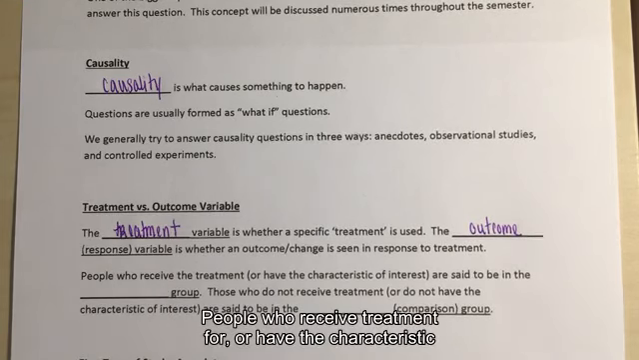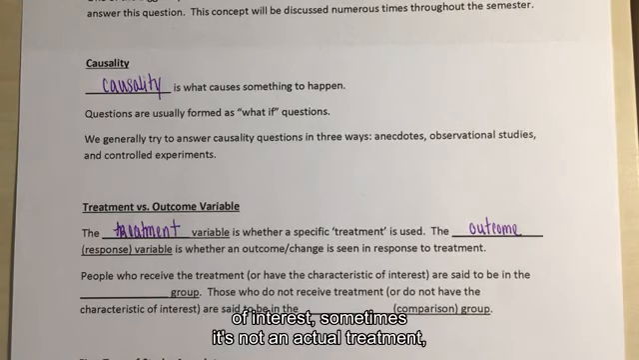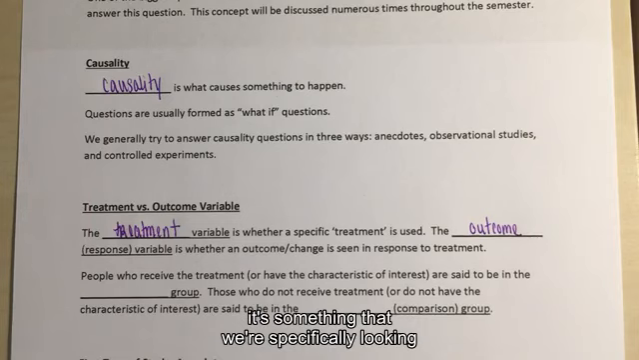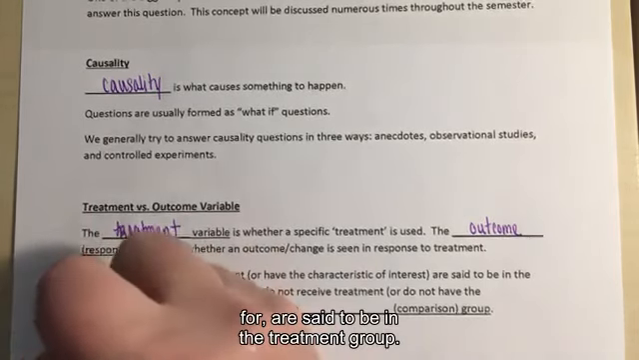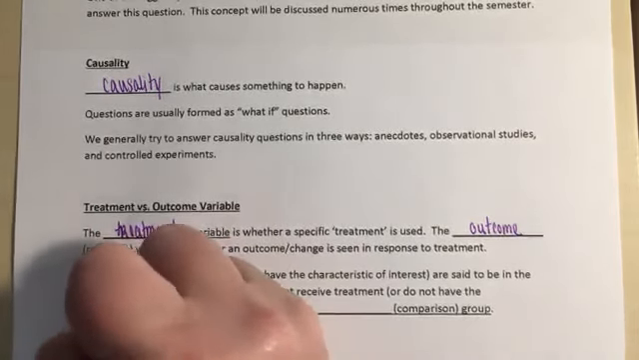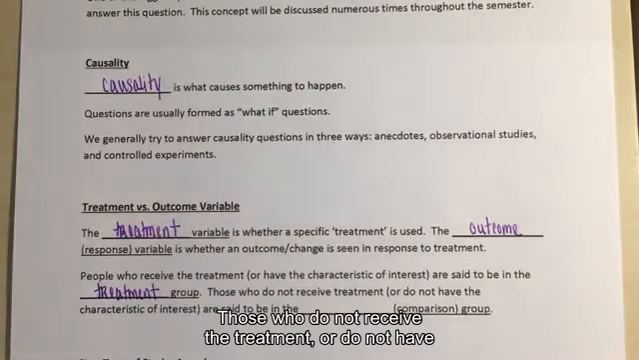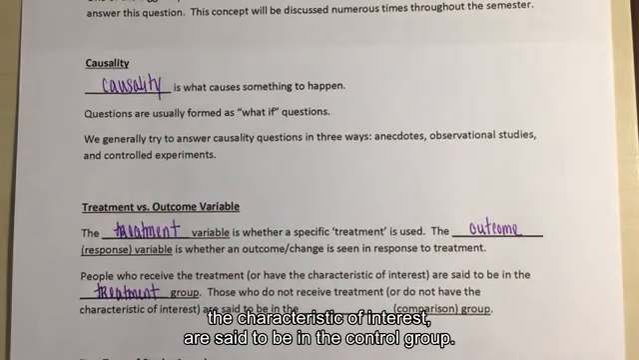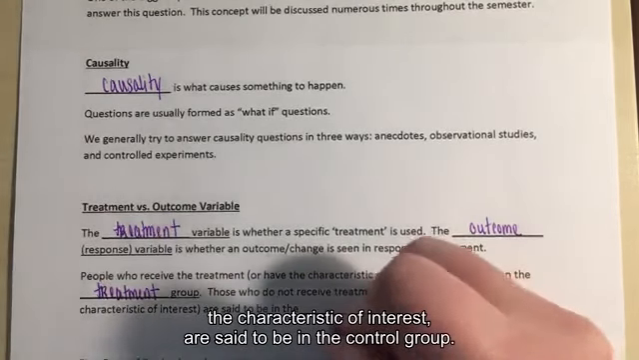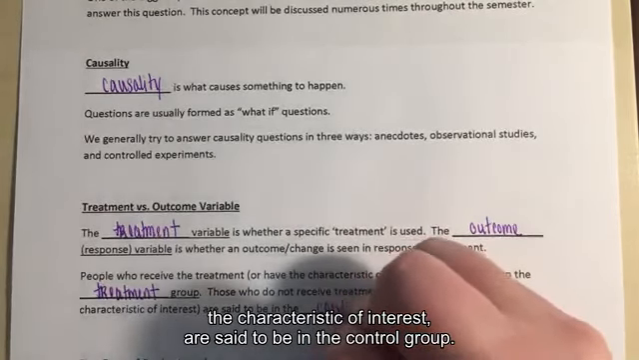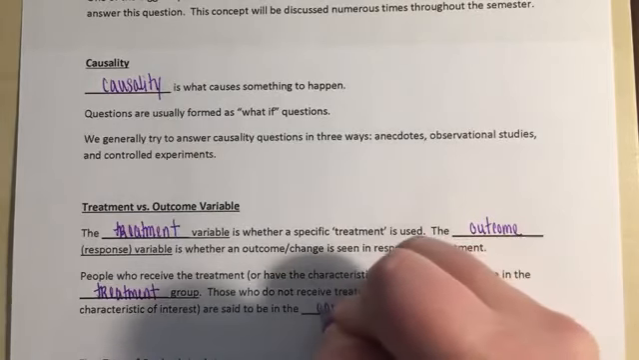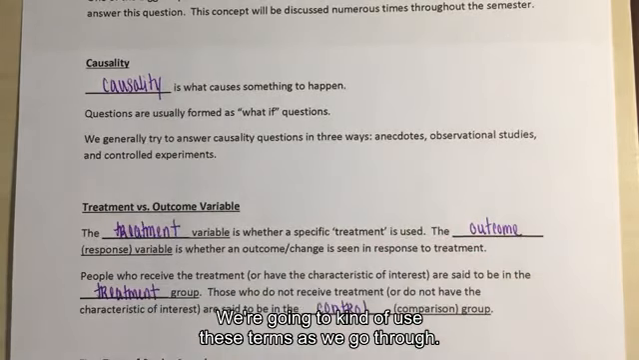People who receive treatment for or have the characteristic of interest, sometimes it's not an actual treatment, it's something that we're specifically looking for, are said to be in the treatment group. Those who did not receive the treatment or do not have the characteristics of interest are said to be in the control group. So we're going to use these terms as we go through.